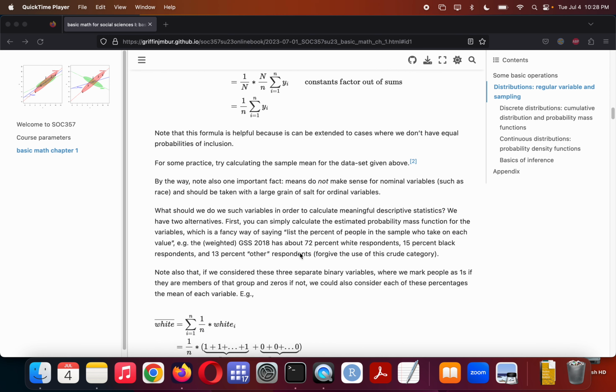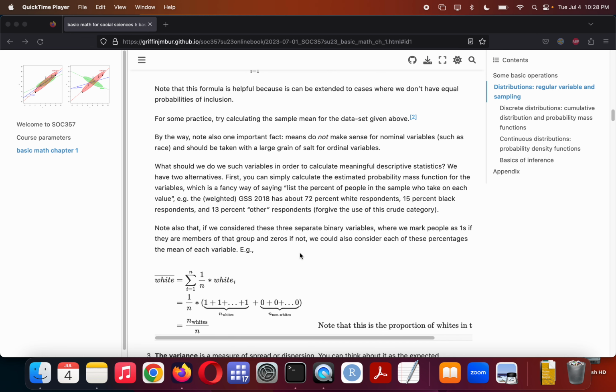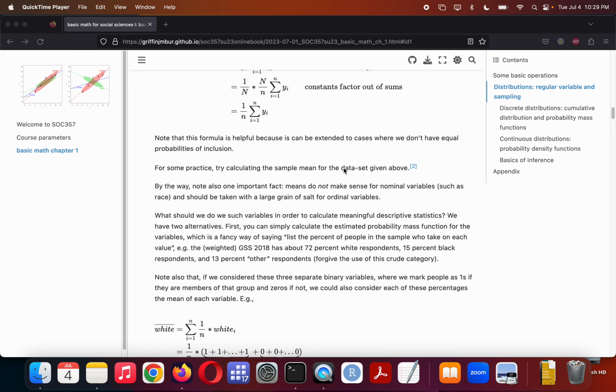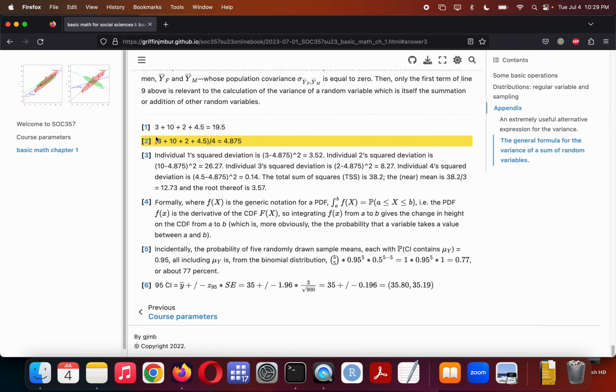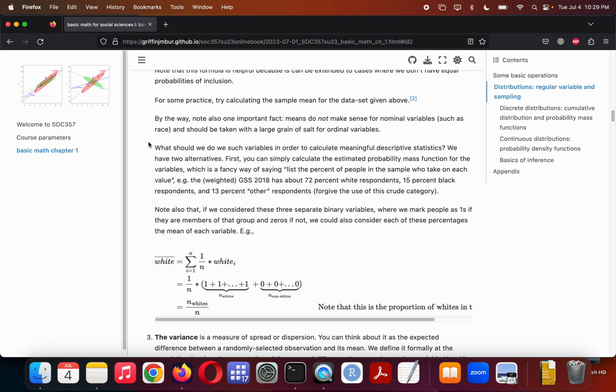I want to make one more note in passing, by the way, before we talk about the variance. One more thing, if you want to, you can try to calculate the sample mean for the data set given above. I'll let you try that on your own. There's an answer given here in footnote 2. You can see the answer down here, but see if you can try that on your own.